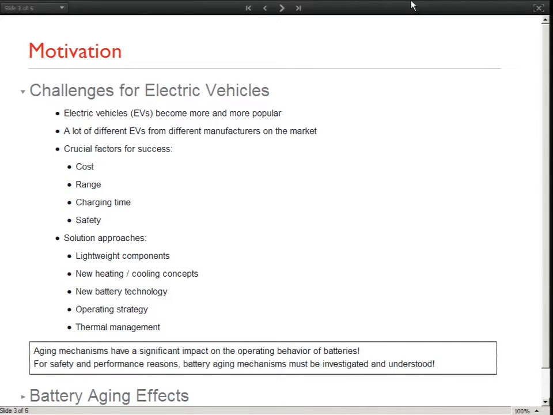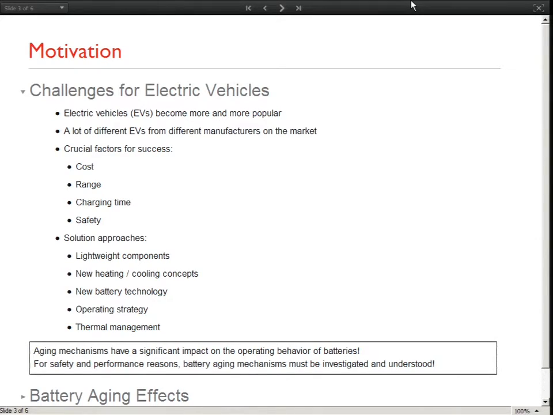Critical factors for success are currently the costs of electric vehicles, the range of electric vehicles, charging time, and safety. If there's any problem with any of these parameters, people won't buy electric vehicles. So it's really hard issues, but we're just at the beginning of the electric era.